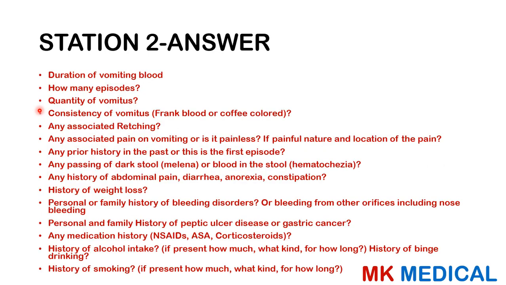So what you want to find out is details about the vomiting of the blood. What's the duration of the vomiting of the blood? How many times have they vomited? How many episodes? What's the quantity of the vomitus? What's the consistency of the vomitus? Is it frank blood? Is it coffee-colored type of blood? Is there any associated retching before the vomiting? And is the vomiting associated with pain or is it painless? Because all these things are going to have implications on the diagnosis of this patient.